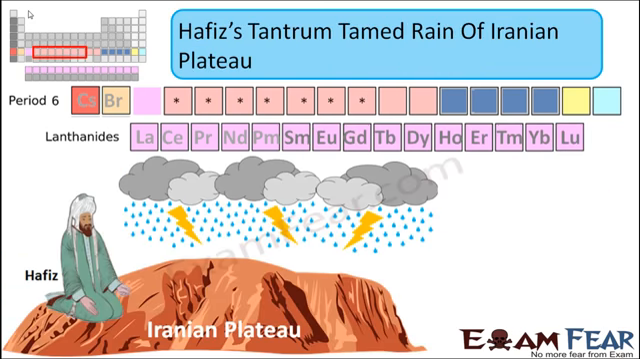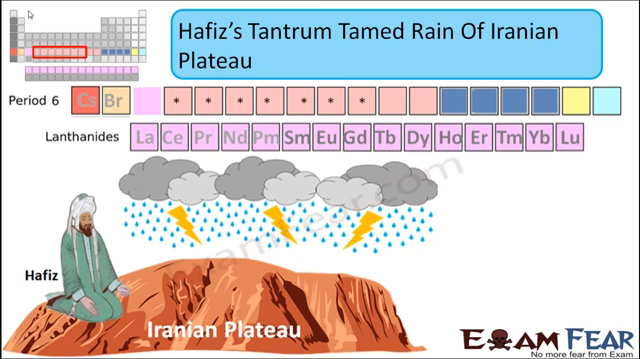Now let's move on to the next set of elements for period 6. So here we see a saint named Hafiz who is sitting at the Iranian plateau and he is trying to control the rains with his tantrums. So our memory tip here is: Hafiz tantrum tamed rain of Iranian plateau.